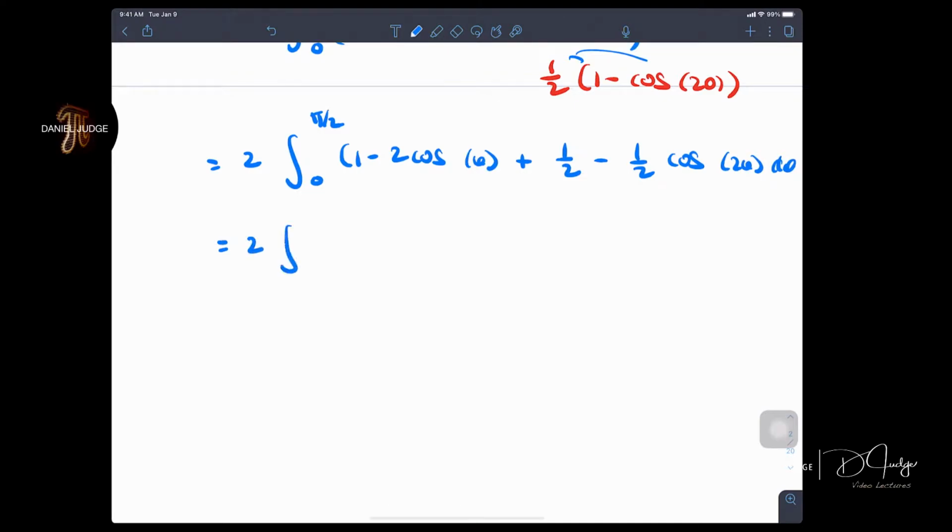So 2 times the integral from 0 to pi over 2. 1/2 plus 1 is 3/2. So I get 3/2 minus 2 cosine theta minus 1/2 cosine 2 theta, and this will be d theta.